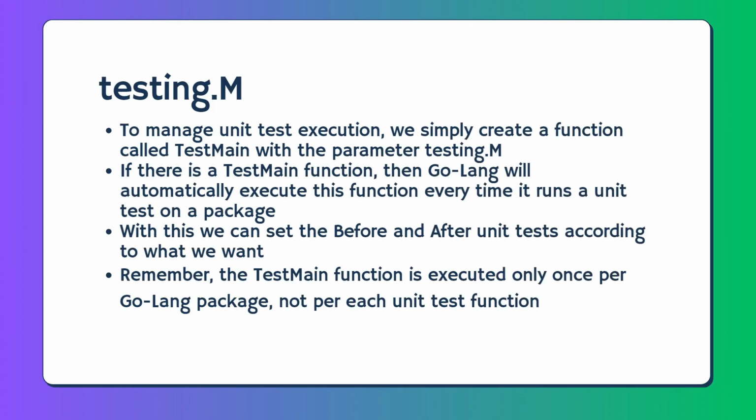testing.M. To manage unit test execution, we simply create a function called TestMain with the parameter testing.M. If there is a TestMain function, then Golang will automatically execute this function every time it runs a unit test on a package. With this, we can set the before and after unit tests according to what we want. Remember, the TestMain function is executed only once per Golang package, not per each unit test function.